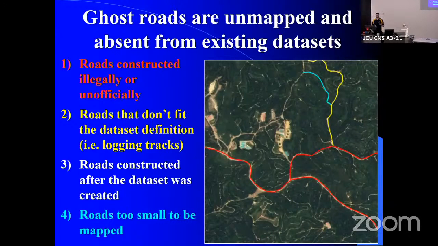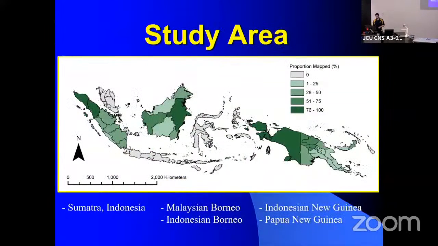And what all of these roads have in common is that by not being represented in data sets, they are external to conservation planning and conservation management. So we can't regulate what happens if we don't know where the impacts are occurring. So what we did was map all these unmapped roads across the Asia Pacific region, including Sumatra, Indonesian and Malaysian Borneo, and Indonesian and Papua New Guinea.